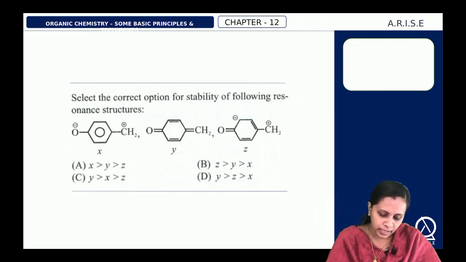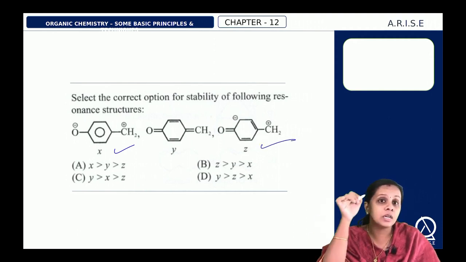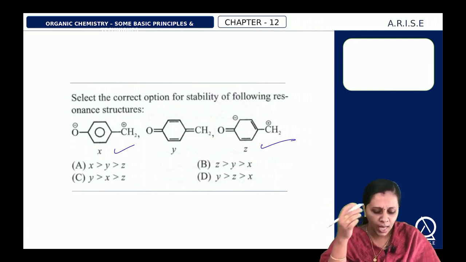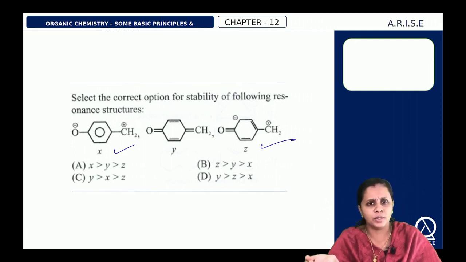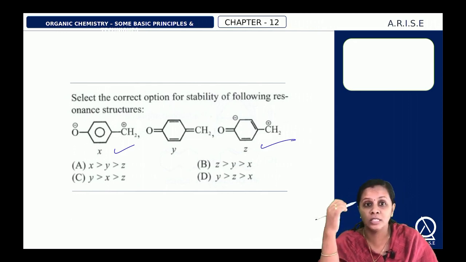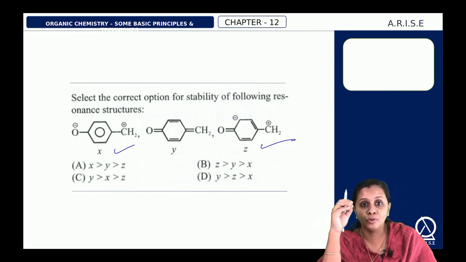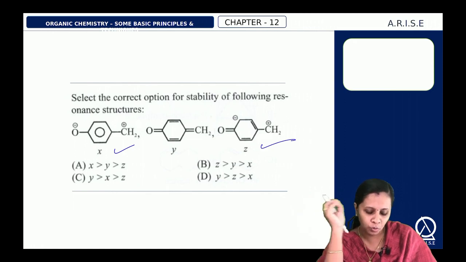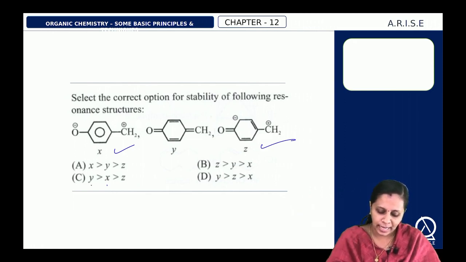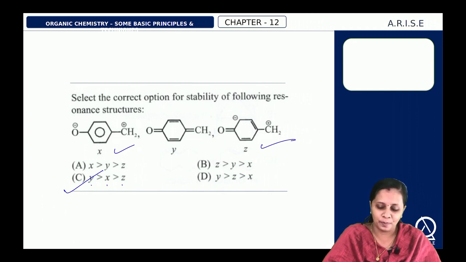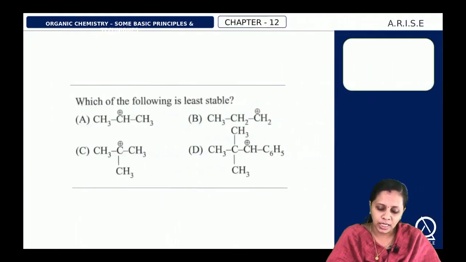Then you have between X and Z. When you compare X and Z, in X the negative charge is on oxygen, more electronegative oxygen, and the positive charge is on electropositive carbon. And when you compare Z, the negative charge is on electropositive carbon. Carbon cannot hold negative charge for a longer time. Therefore, it is less stable. So, when you compare X and Z, Z is less stable. So, what is the order? Y is more stable, then X, then Z. So, it is option C.